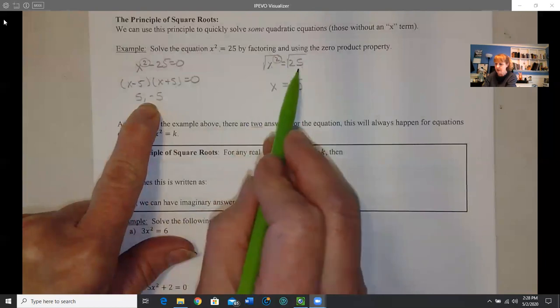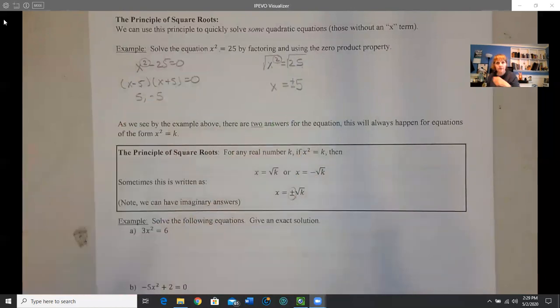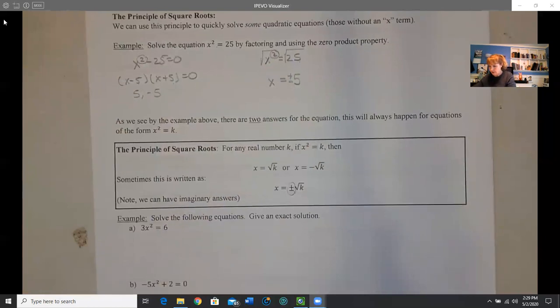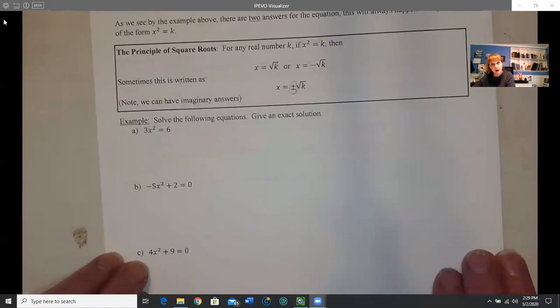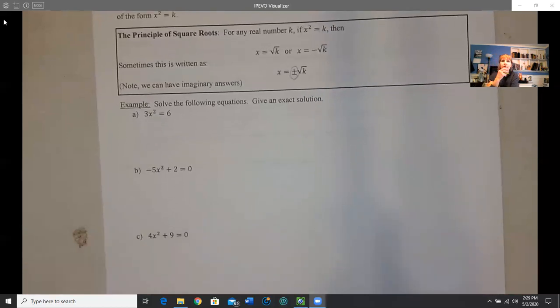So with this method here, when your original has the squared, make sure you have the plus or minus 5. Okay? Well, let's go through some examples to kind of help you with this idea. This is a part of the completing the square method that we'll be looking at too.